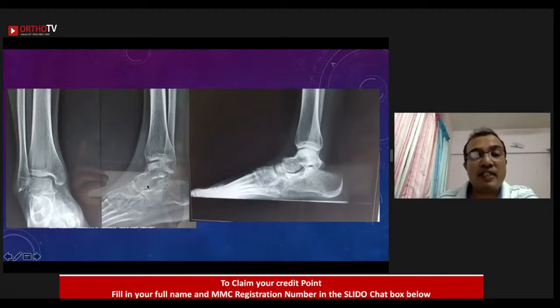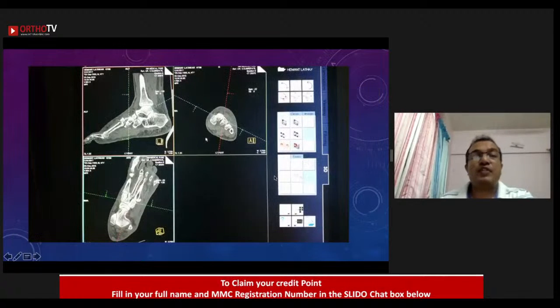So you ask your X-ray technician to give you an X-ray like this, and then only you can know what is happening, where it is going wrong. While shooting, they shoot this X-ray, but while giving it, they crop it like this. So please see, there are maximum chances that you may miss the midfoot injury.